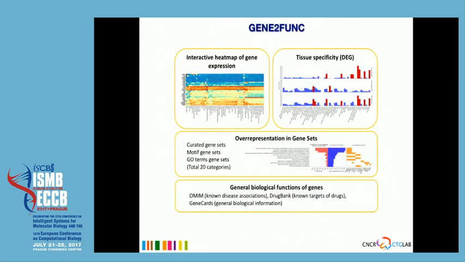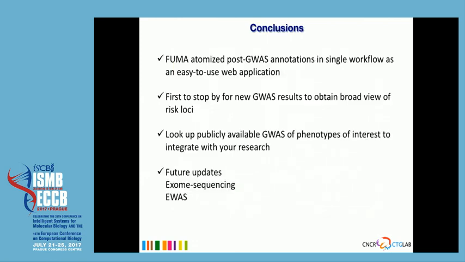So finally, once you get the list of genes, you can use the gene-to-func process where we provide the gene expression heat map and the tissue specificity by performing overrepresentation tests for differentially expressed genes across different tissue types, and enrichment tests in gene sets, and also external links to OMIM and DrugBank to further investigate the individual genes.